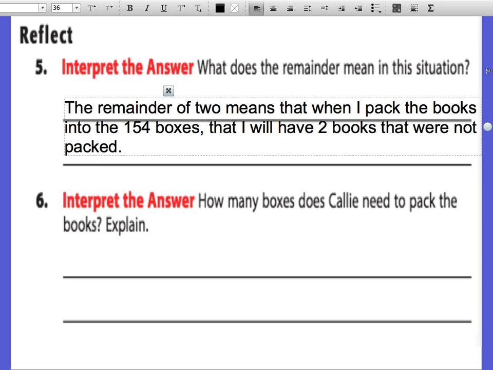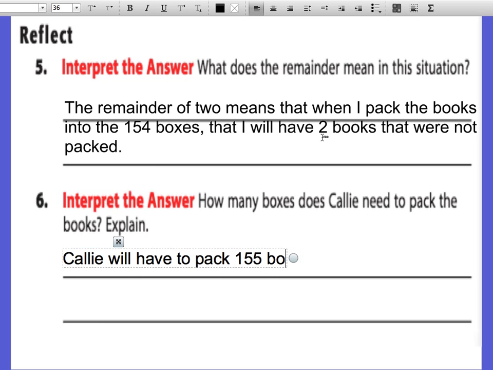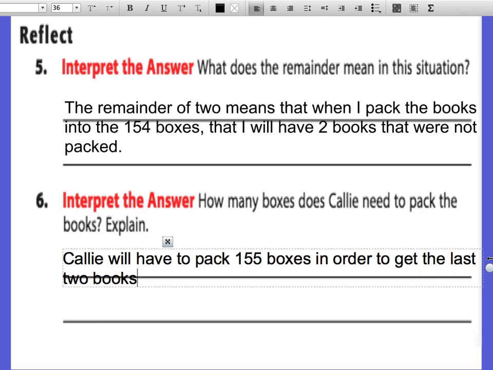So it's not that I have 2 boxes left over, it's that I have 2 books left over that weren't packed. So how many boxes does Callie need to pack for the books? Well, if she packs 154, will she send all of the books? In this case, based on what the remainder said, no. So Callie will have to pack 155 boxes in order to get the last 2 books shipped.